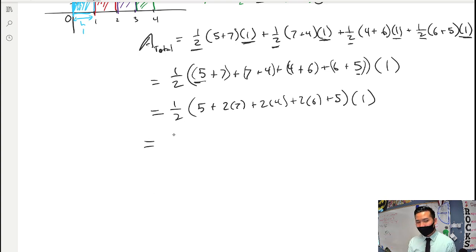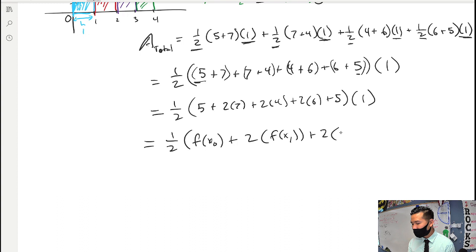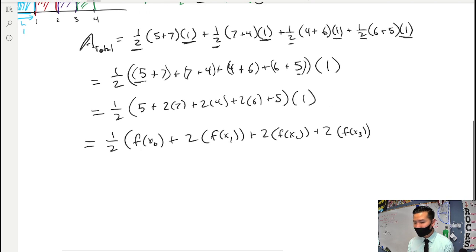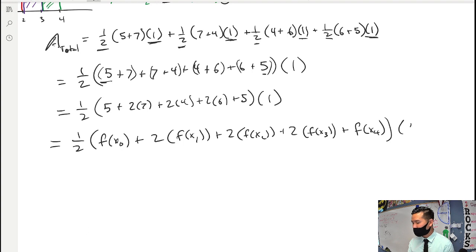Some people realize that it's just going to be 1/2 times f of x sub 0, meaning your initial starting point, right? Plus 2 times f of the next x value, plus 2 times f of the next value, plus 2 times f of the next value, and then the very last one, plus it by itself, because it's not two of them. And then all of this, of course, is being multiplied by whatever your delta x is.